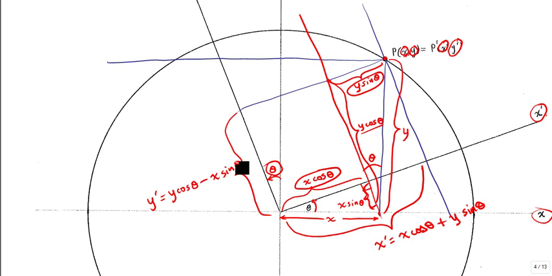Okay? So to summarize what we just did, we found a way to go between these axes, and it is the following. You have x prime is equal to x cos theta plus y sine of theta. And you have y prime is equal to y cos theta minus x sine of theta.